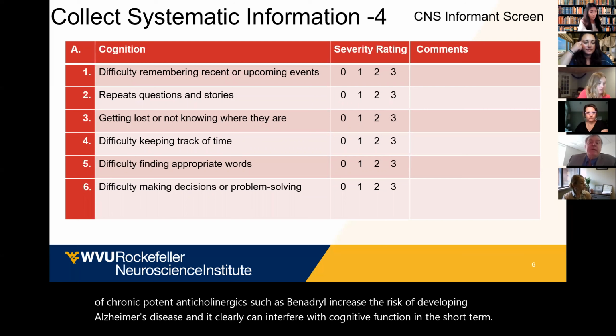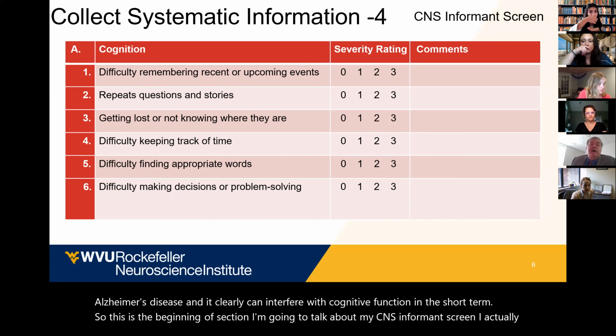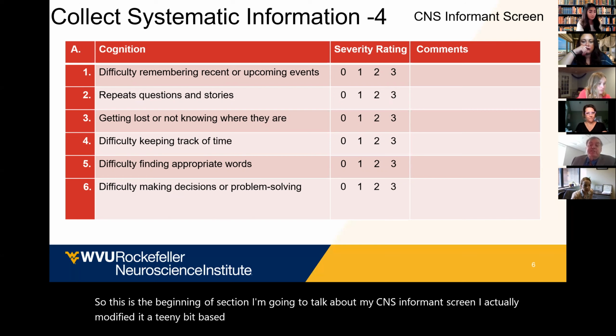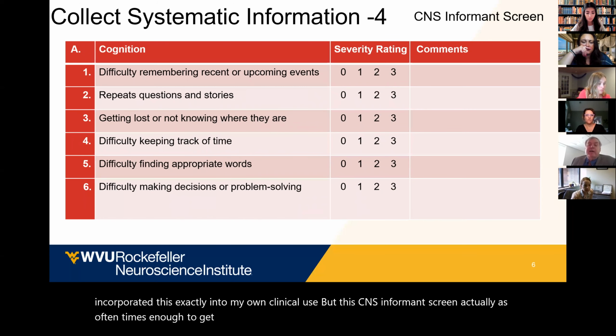So this is the beginning of a section where I'm going to talk about my CNS informant screen. I actually modified it a teeny bit based on other people's suggestions recently, and so I haven't incorporated this exactly into my own clinical use, but this CNS informant screen is oftentimes enough to get me in the ballpark of a diagnosis. So the first section is on cognition.